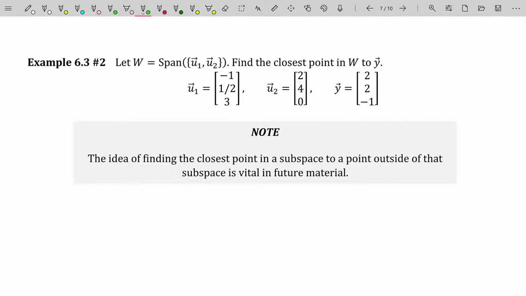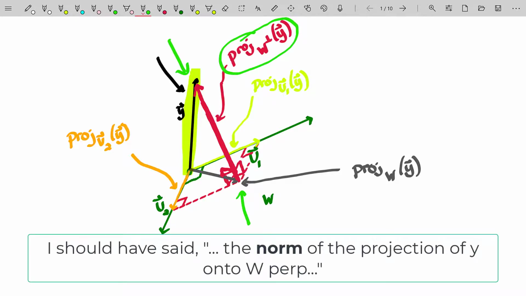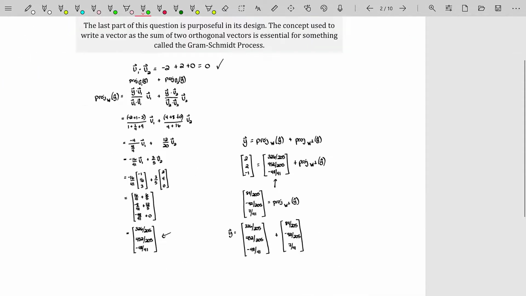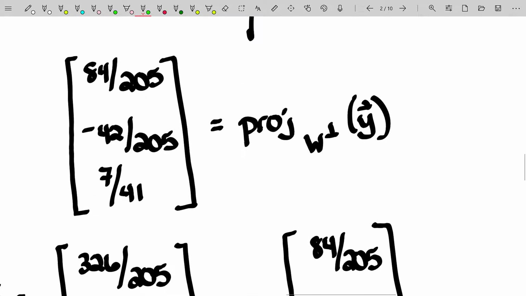So let W be the span of these two vectors, u1 and u2. Find the closest point in W to y. Now visually, remember what we just said. The shortest distance between our vector y and the subspace W is going to be the projection of y onto W perp. And we've actually seen this example before. Here are the same vectors right here, and here was the terrible mathematics that we had to go through. But what's important is this piece right here, the projection of y onto W perp. Let's go ahead and move that over to our current problem.